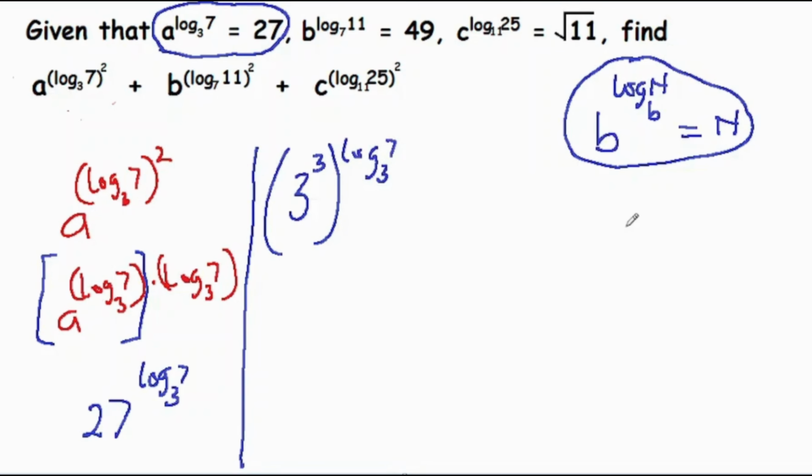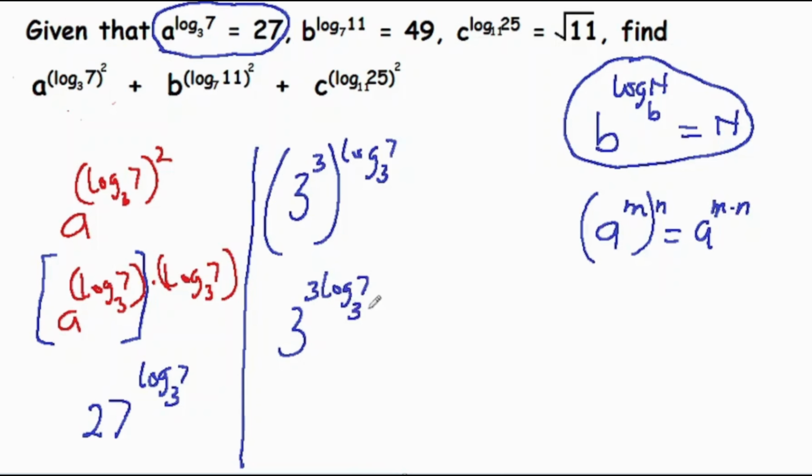Okay, so if you remember the rule of indices, a raised to power m, all raised to power n, is equal to a raised to power m multiplied by n. So we are going to have this exponent 3 multiply log 7 base 3. So we are going to have it as 3 log 7 base 3.